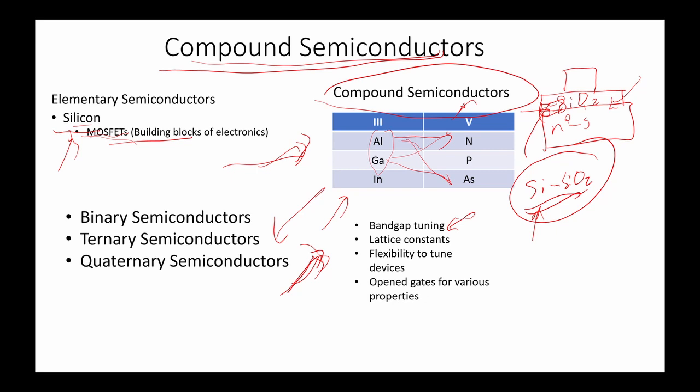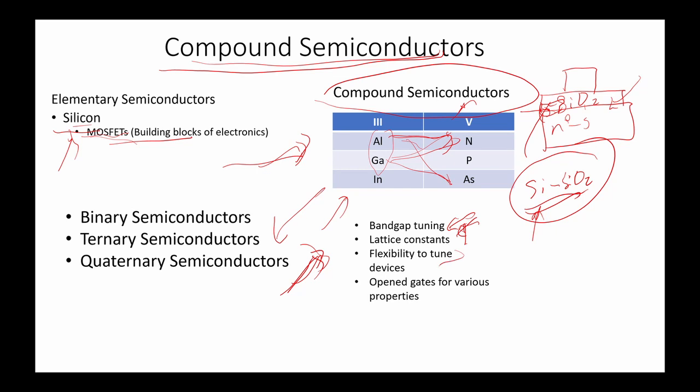And the lattice constants: aluminum nitride has a different lattice constant than aluminum gallium nitride, which gives us different band gaps. Because of the different lattice constants, we get different band gaps of the semiconductors. And another thing is the flexibility to tune the devices.